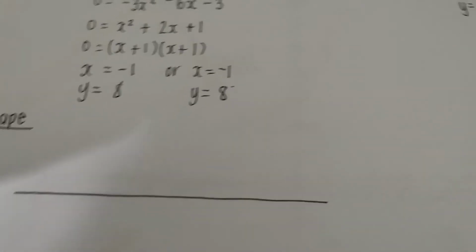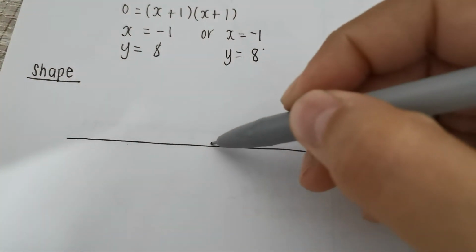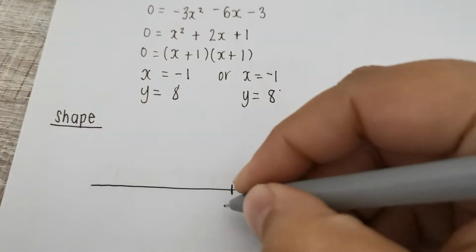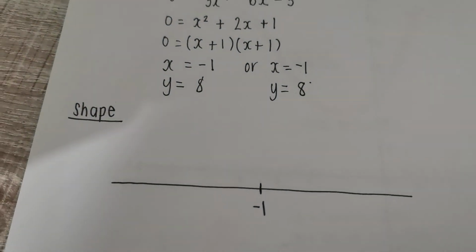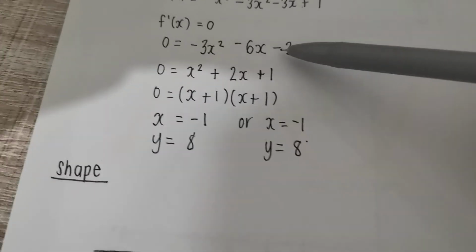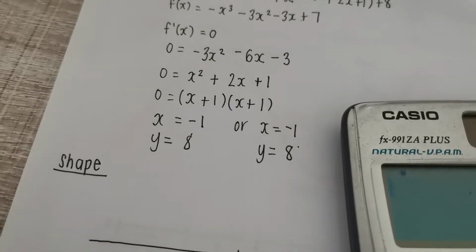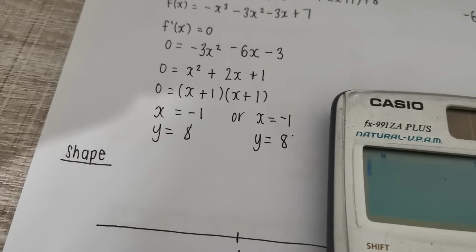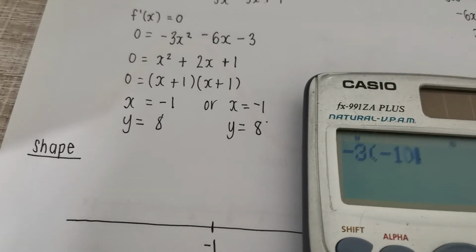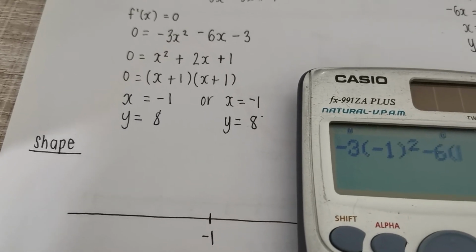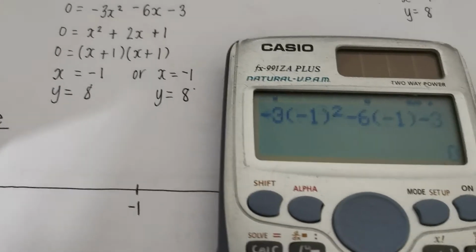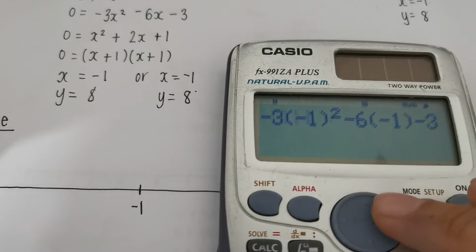Okay, let's quickly talk about the shape. Since I only have one particular turning point or stationary point, plot that over there. We're going to substitute a value less than it and greater than it into the derivative and see what our signs are going to look like. Okay, so this is going to be... Oh, sorry, this should have been smaller.